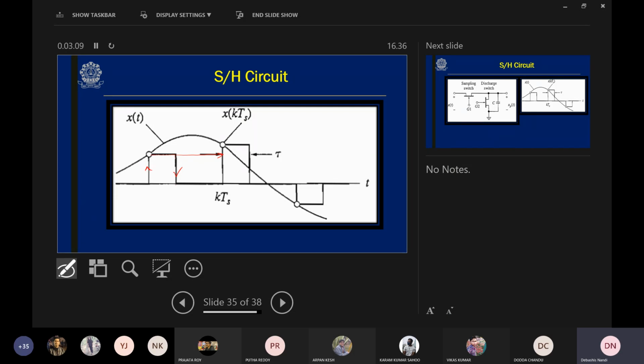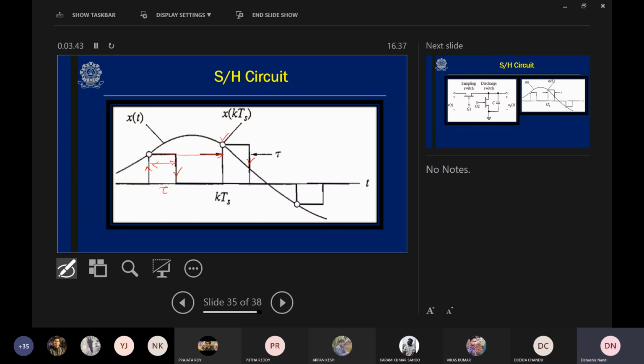Either it will hold for a certain time interval like this. This is the time interval. For example, tau is the time interval. So the voltage is held by the circuit for a time tau. Then it will be discharged. Then again it will sample at this time instant, and again it is holding the voltage, and it is getting discharged again after tau time.